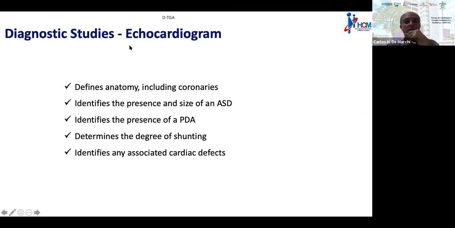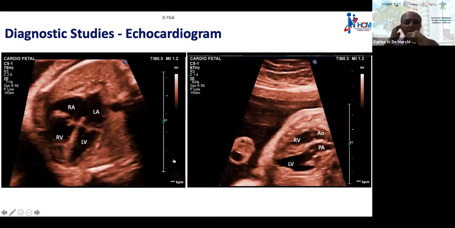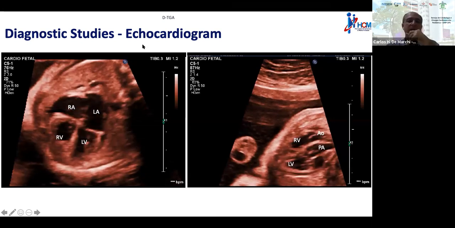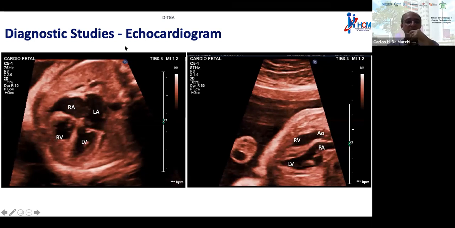The echocardiogram defines the anatomy, including coronaries, identifies the presence and size of the ASD, identifies the presence of a PDA, determines the degree of shunting, and identifies any associated cardiac defects. Here is an echocardiogram, a fetal echocardiogram. And this is an ideal condition, the diagnosis in utero.